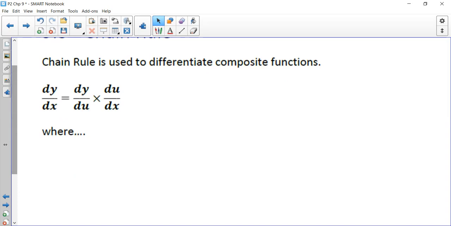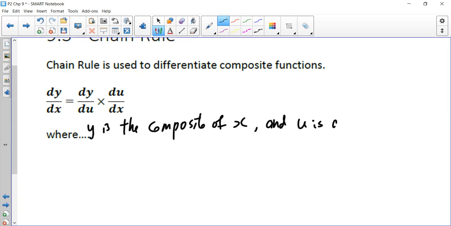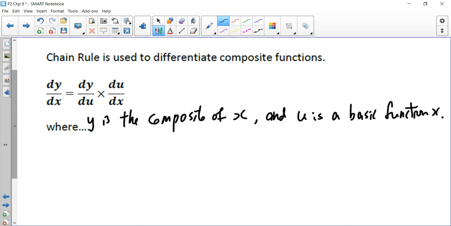Here y is the composite function of x, and u is a basic function of x. English department will probably kill me for saying that, but we are doing maths, who cares about English? What we're trying to say is, if it's like an onion, then u is the inside layer and y is the outside layer.